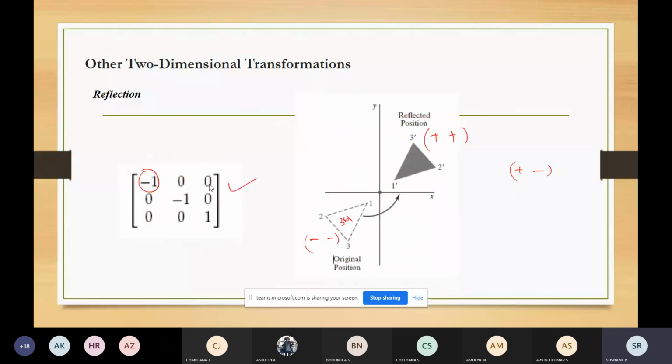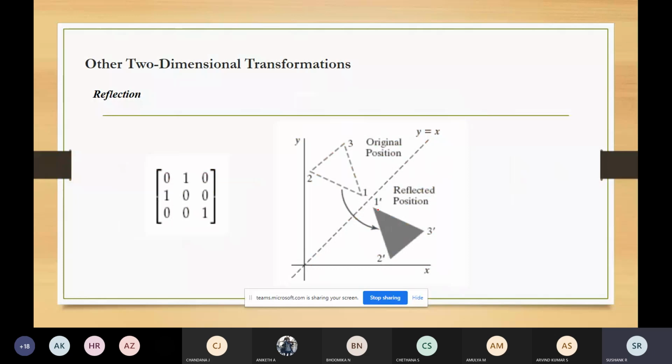Now I want to generate a reflection along the line y is equal to x. Y is equal to x means points like 0 0, 1 1, 2 2, 3 3, 4 4. So it will come like this only. This is the original position, and you want to get the reflection for this.